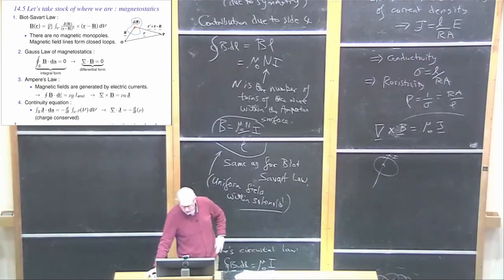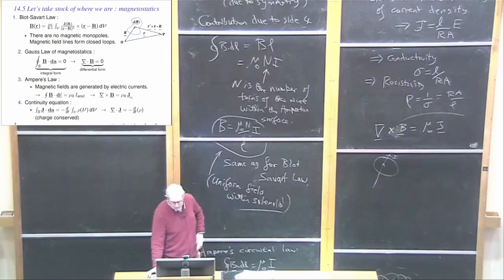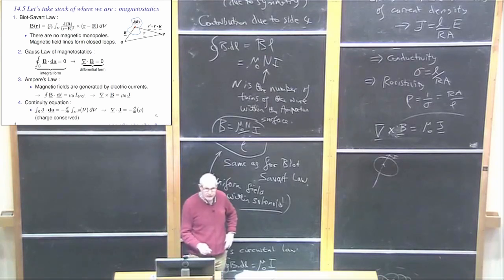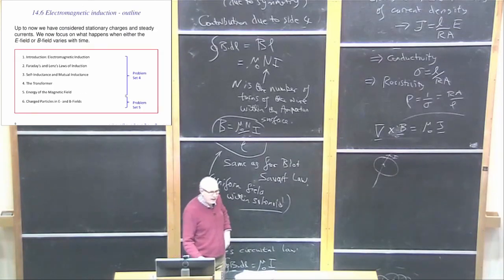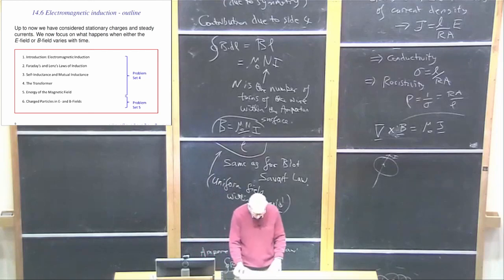So there's Ampere's law. Here is the equivalent vector calculus equation: the curl of B is mu naught times J. And then we have the continuity equation, which is just the conservation of charge. Right, so that's a good place to stop.